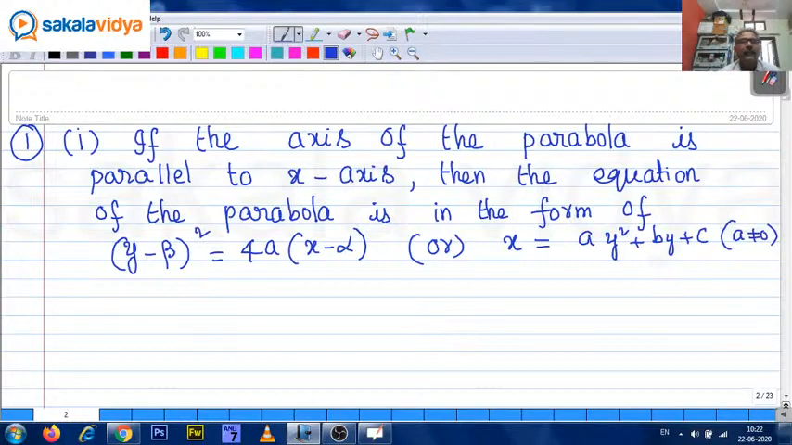Okay. If the axis of the parabola is parallel to the x-axis, then the equation of the parabola is in the form of y minus beta whole square is equal to 4a times x minus alpha.